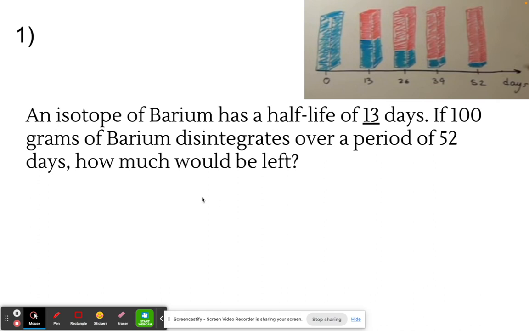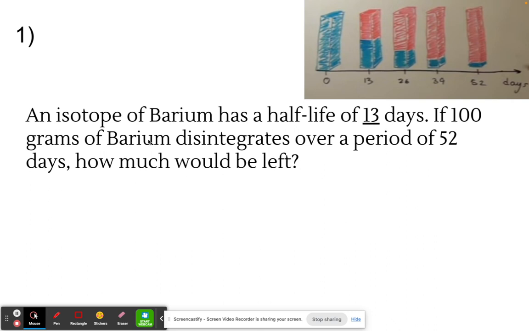Here we have an isotope of barium. It has a half-life of 13 days. That means every 13 days, the amount that's left will be cut in half. So after 13 days, we have half, and then we have a quarter, and then we have 12.5%, etc. It says that 100 grams of the barium disintegrates over a period of 52 days. How much would be left?